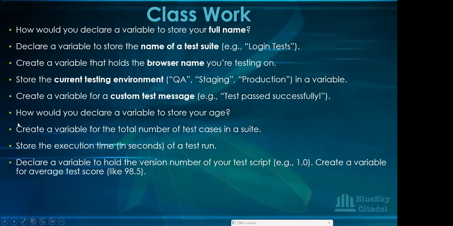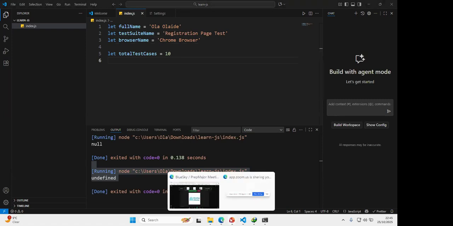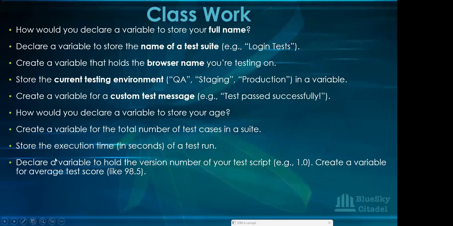Next, create a variable for the total number of test cases in a suite. The total number of test cases in a suite is going to be a number because you are dealing with numbers if you are doing calculation. So we have test cases in our code. And the execution time is in seconds. Seconds is a number, so we're also going to be using a number for it.